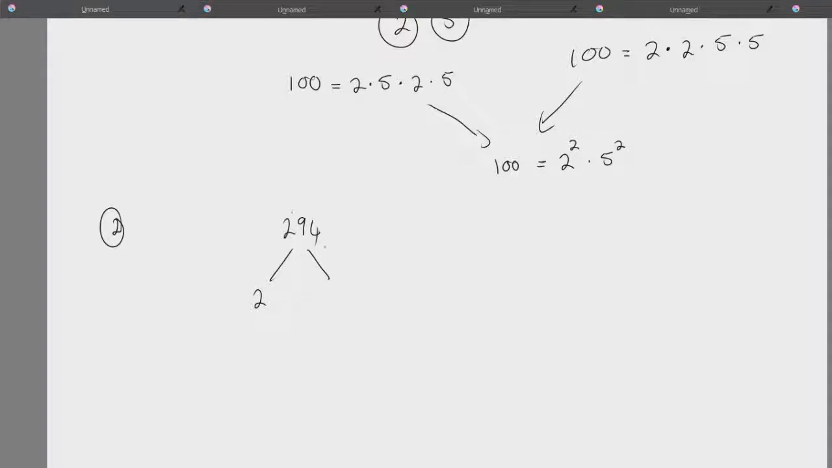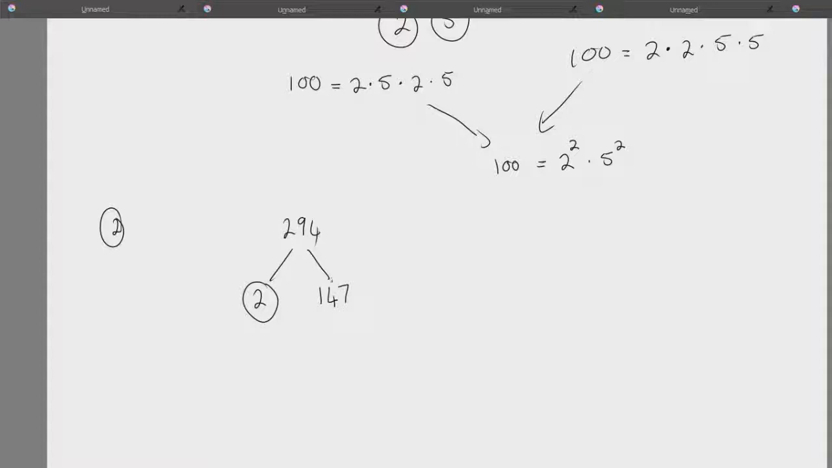Now, 294 divided by 2 is going to be 147. You can use your calculator, or you can do long division. You can do whatever you want. Now, it might seem like, ooh, 147. Well, 2 is prime for sure. Is 147? Should I stop?